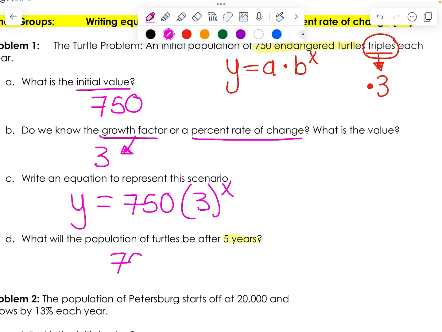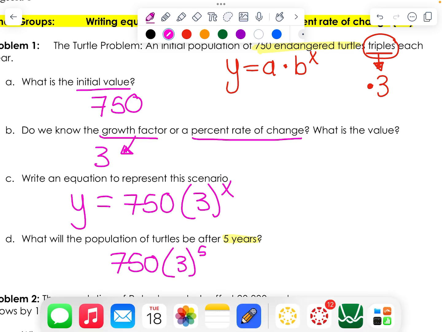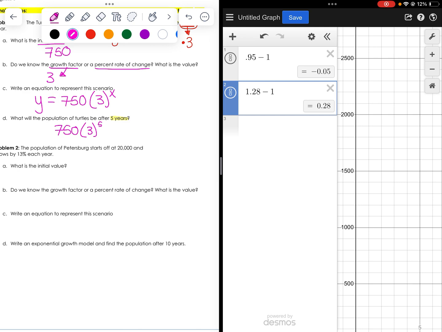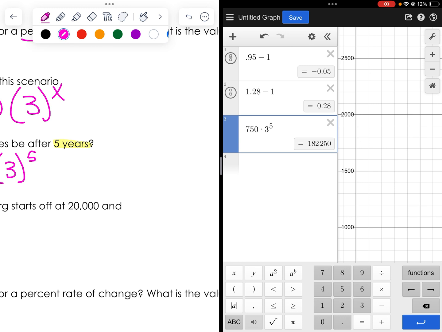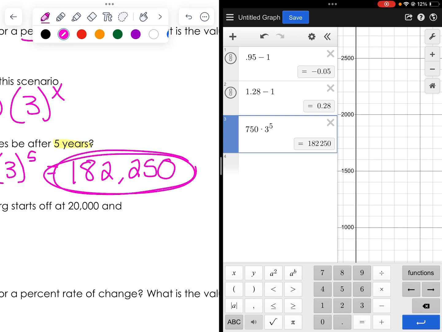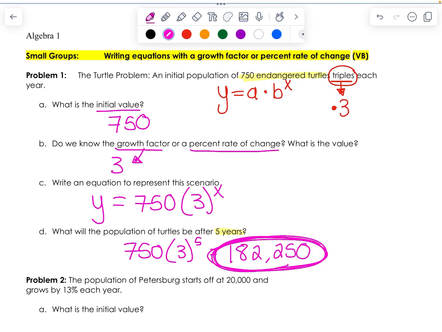So 750 times 3 to the 5th. Type that into Desmos. And we have a lot of turtles. 182,250 turtles. Okay.